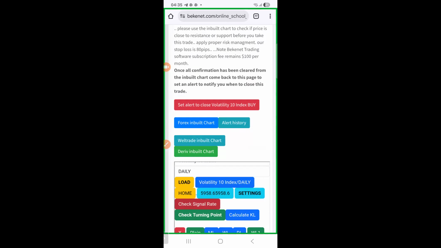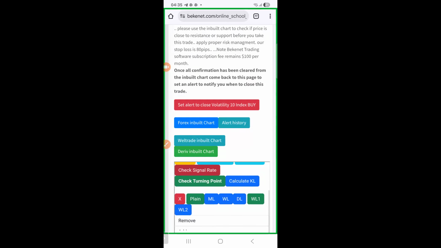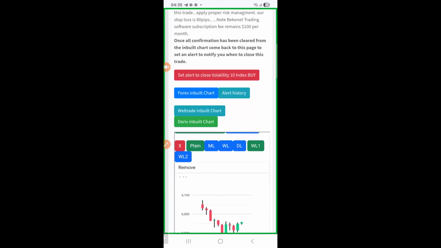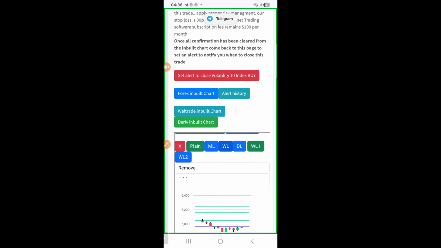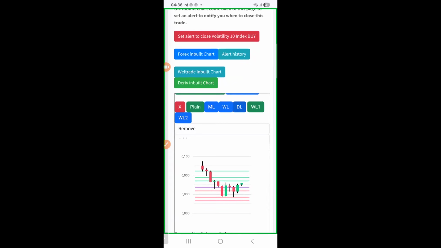Now, I've checked it on the inbuilt chart. So I scroll up, look at it. This is the weekly key level, that's WL. Click on this weekly key level. It's actually approaching the pivot point, which means there's still a little resistance ahead, but that is not the problem. This is a strong buy from the bottom. Now, if you click on daily key level, look at it. This was a very nice one. Can you see now? Very fantastic.